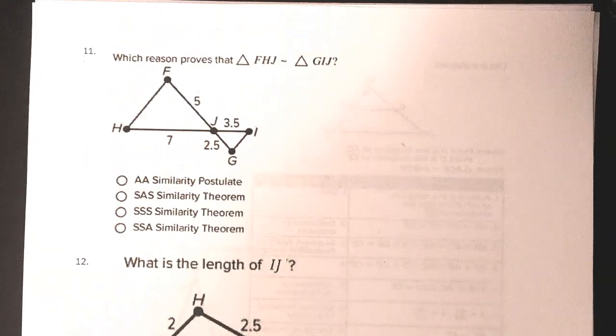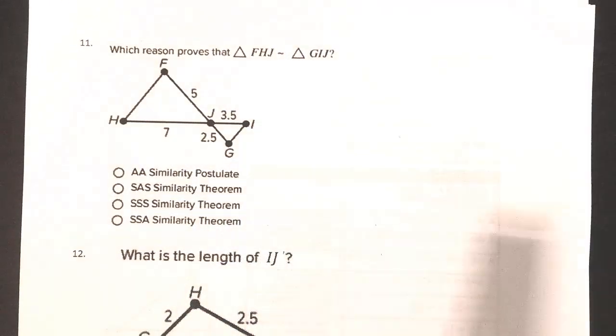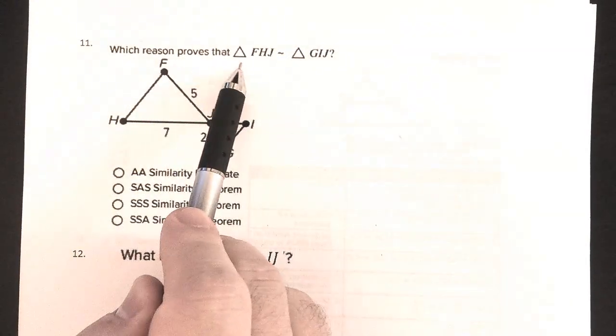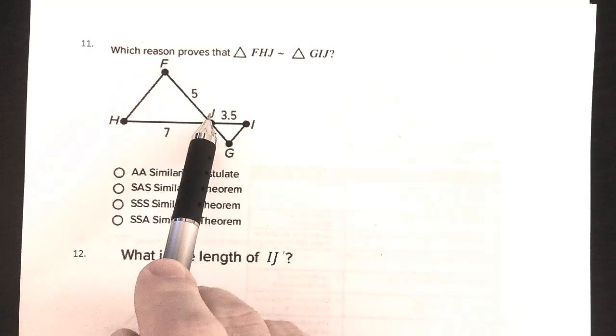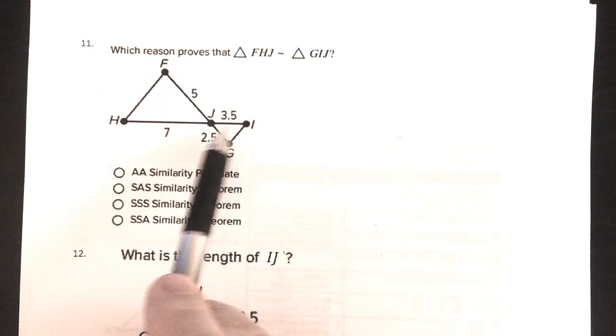Make sure I didn't skip a side. Okay. Number 11. All right, what reason proves that FHJ is congruent to GIJ?